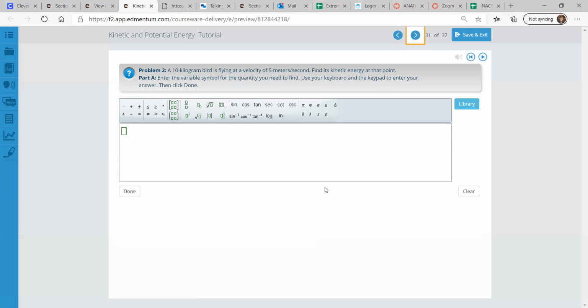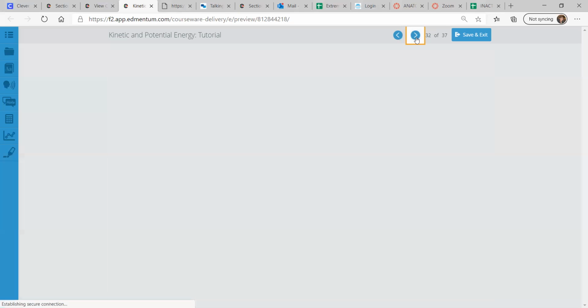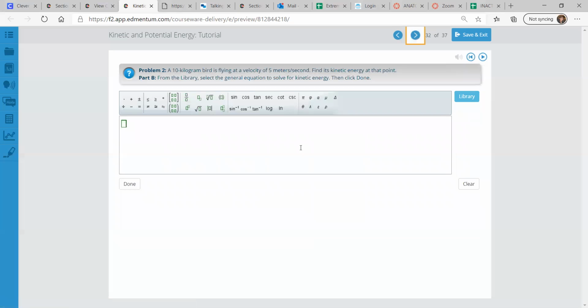Enter the variable symbol for the quantity you need to find. We're looking for the kinetic energy, which is KE. Oh, whoops. KE, and click done. Moving on to the next question, or well, the next part. A 10-kilogram bird is flying at a velocity of 5 meters per second. Find its kinetic energy at that point.